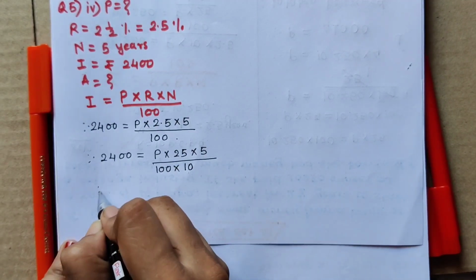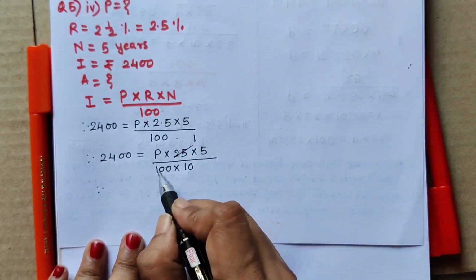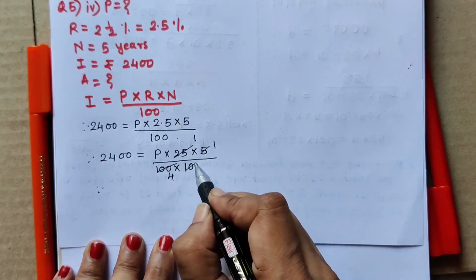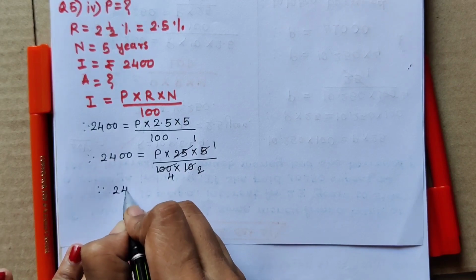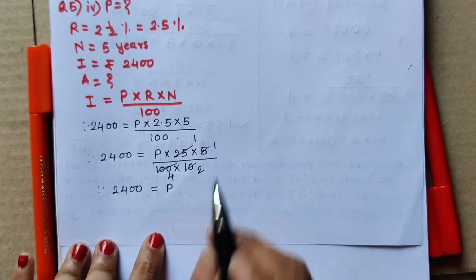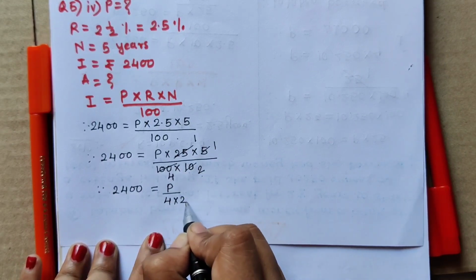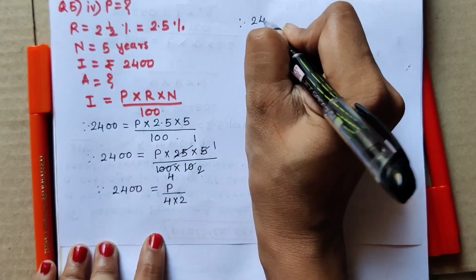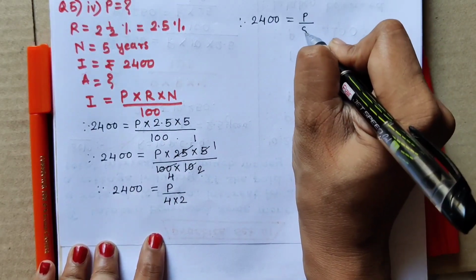Now if we want, we can cancel here. 25 ones are 25, 25 fours are 100, then 5 ones are 5, 5 twos are 10. In this way we can cancel. So what we are getting, 2,400 is equal to P. P into 1 into 1 is P, and 4 into 2 I am writing in the denominator. I am writing here now 2,400 is equal to P upon 8.